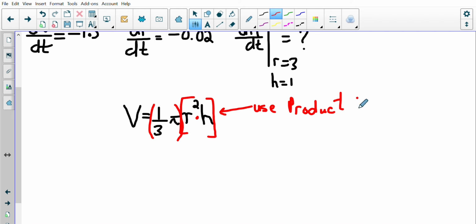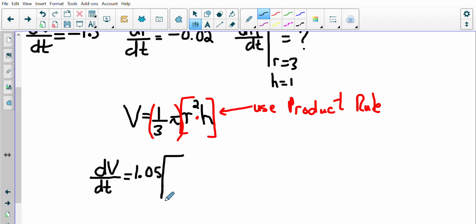Because I have a function times a function. All right, so now here we go. I'm going to take the derivative. And so the derivative of v with respect to time, well, that's just dv dt. Nothing to it there. Now I'm going to simplify my 1/3 pi, because that's just a number. So I take 3.14 and divide it by 3, and I get 1.05.